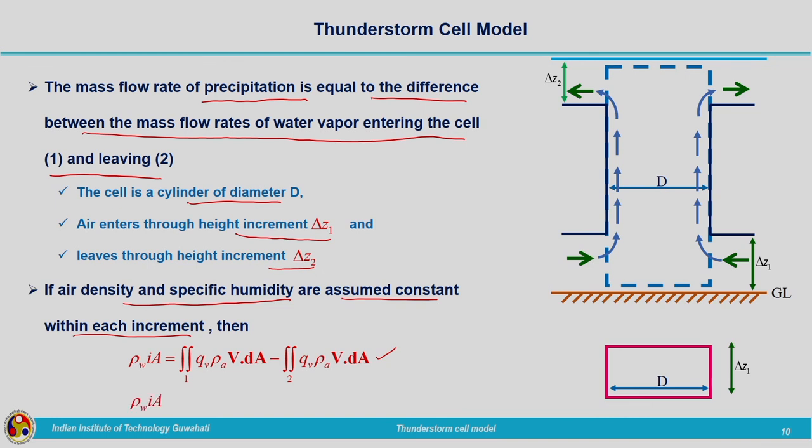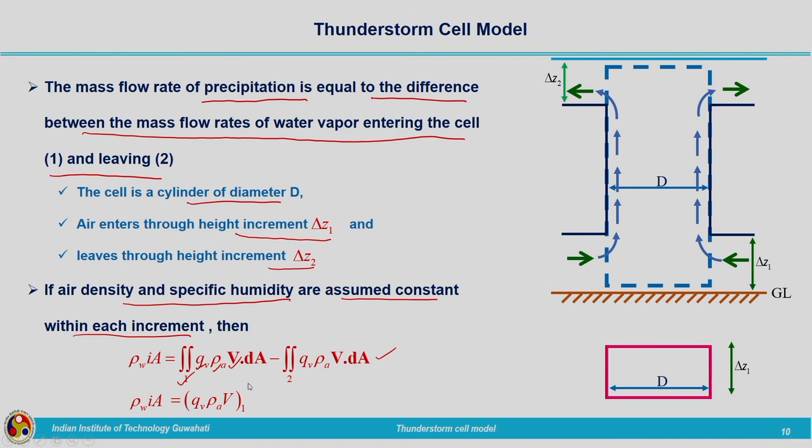that equation we have already derived can be modified. rho w I a is equal to, we need to get rid of these integral signs. q v rho a v we are clubbing together, this is over the region 1. So, rho w I a is equal to q v rho a v 1 multiplied by dA.